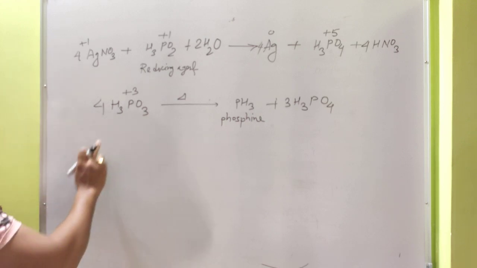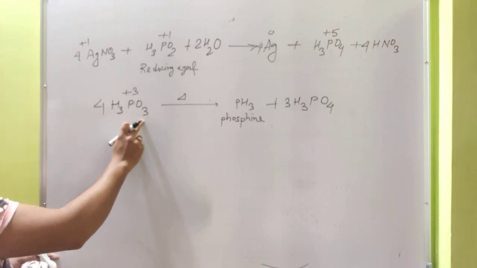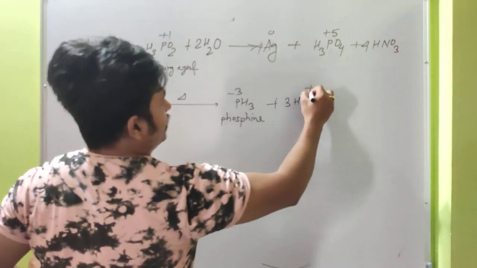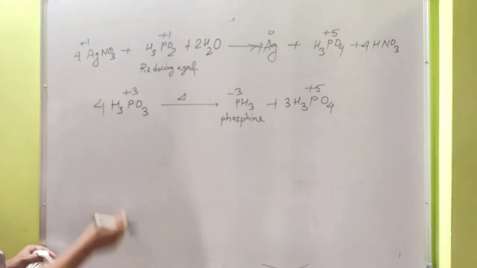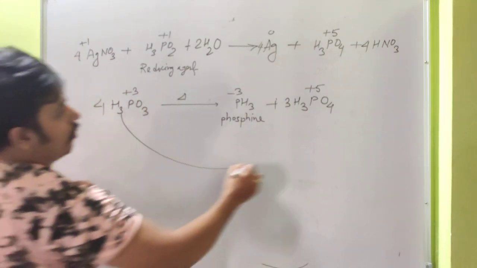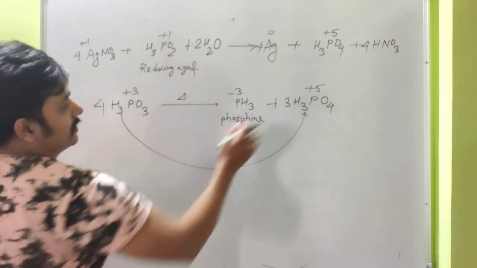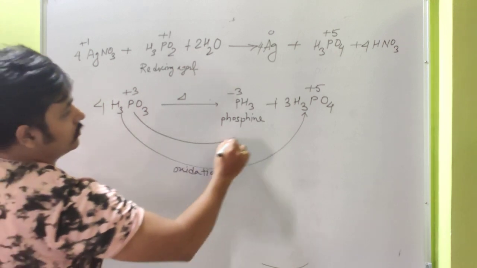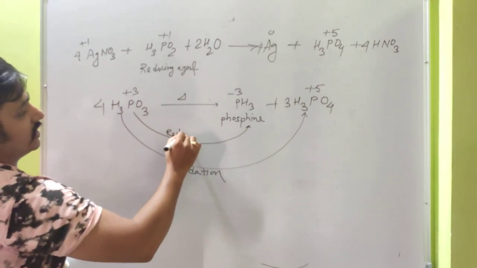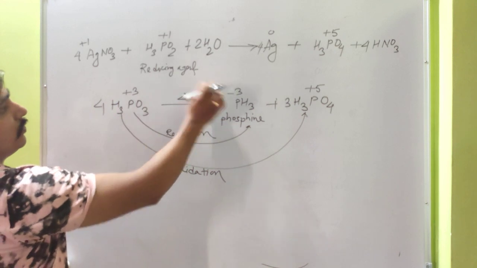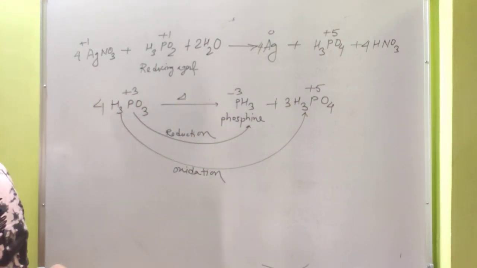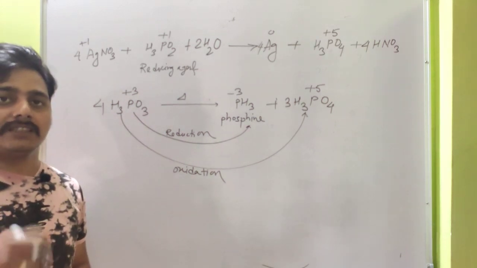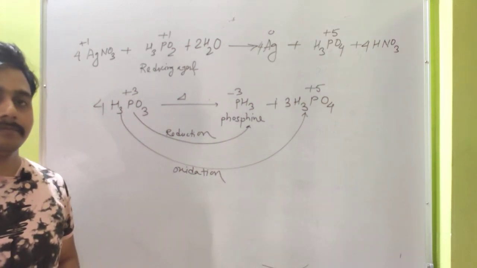Why? Because in this compound the oxidation state of phosphorus is +3. Here it is -3. Here it is +5. So what we can observe? We can observe this compound undergoes oxidation as oxidation number increases, and also undergoes reduction as oxidation number decreases from +3 to -3. Okay, so we can say orthophosphoric acid undergoes disproportionation reaction when it is heated.